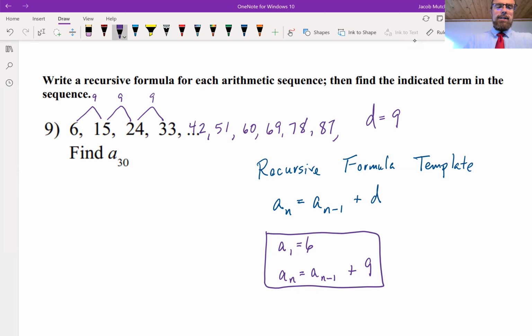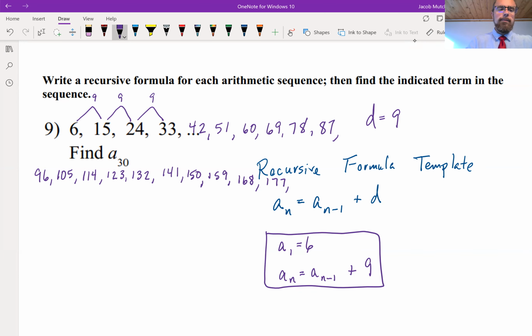I'm going to continue the sequence below, so that becomes then 96, 105, 114, 123, 132, 141, 150, 159, 168, and 177. So that's 20 terms. We'll keep going.